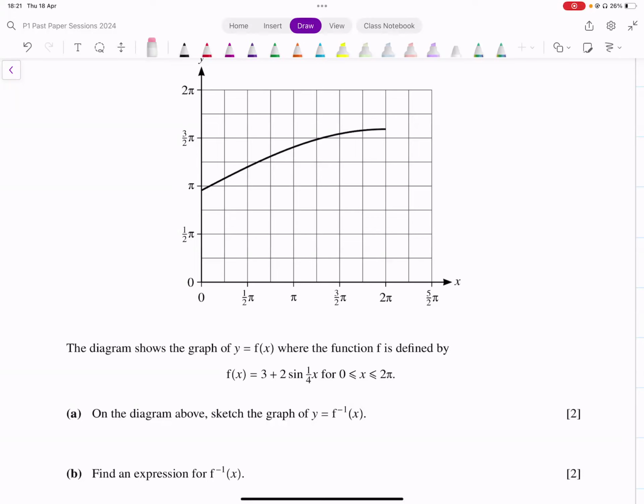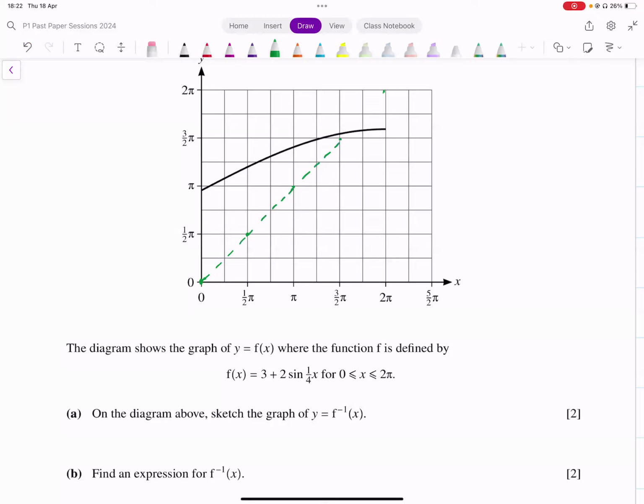Now, remember, a function and its inverse are reflections of each other in the line y equals x. So what you can do is draw a line y equals x and try to reflect the graph in that. Now the y equals x line is going to pass through these points: 0, 0, pi over 2, pi over 2, pi, pi, this and this. This is what the y equals x line is going to look like.